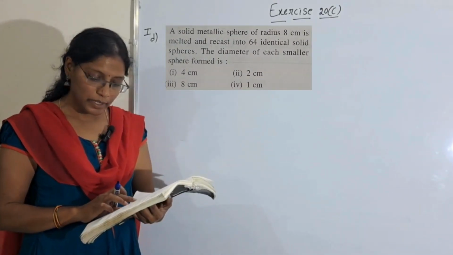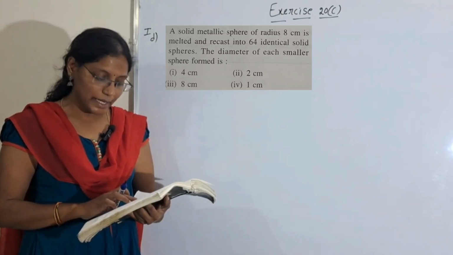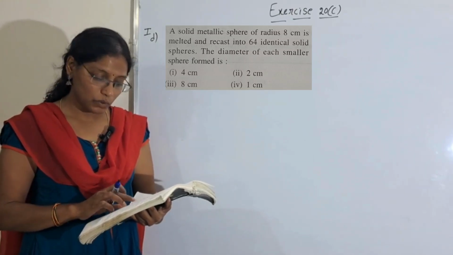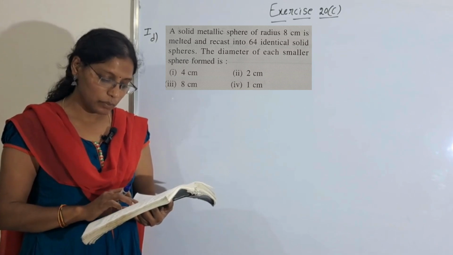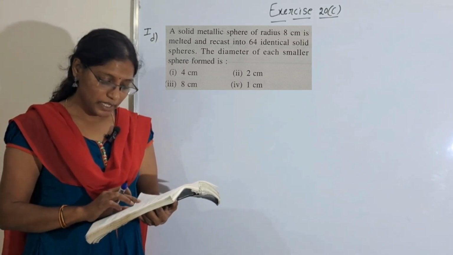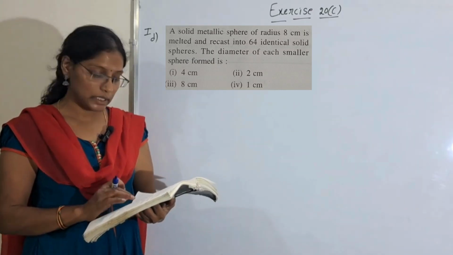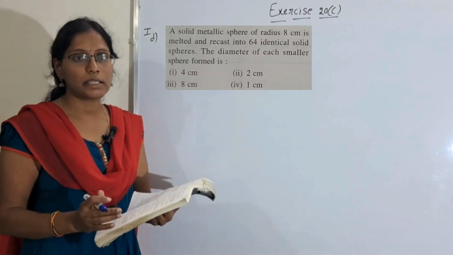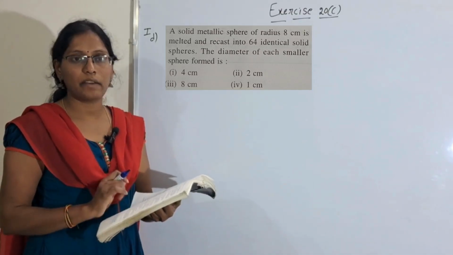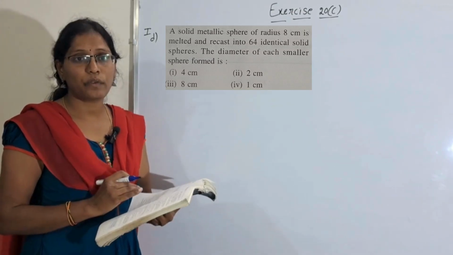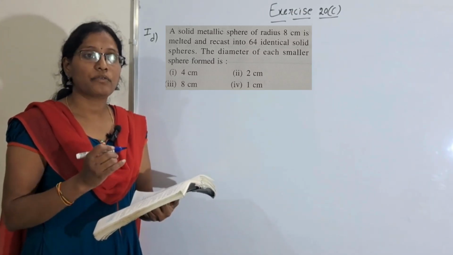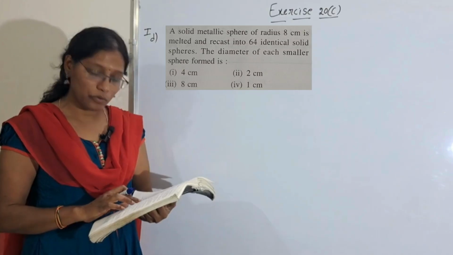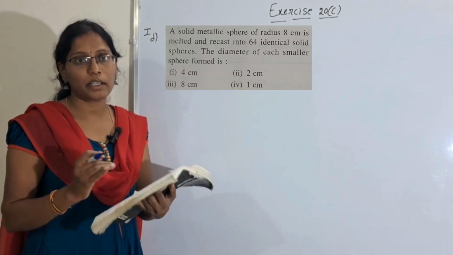Next, problem number D. A solid metallic sphere of radius 8 centimeters is melted and recast into 64 identical solid spheres. The diameter of each smaller sphere formed. Same as the first problem, but here 64 identical solid spheres, the n value, they have given. Here we have to find the radius of the smallest sphere, and then the diameter. First we have to find the radius.